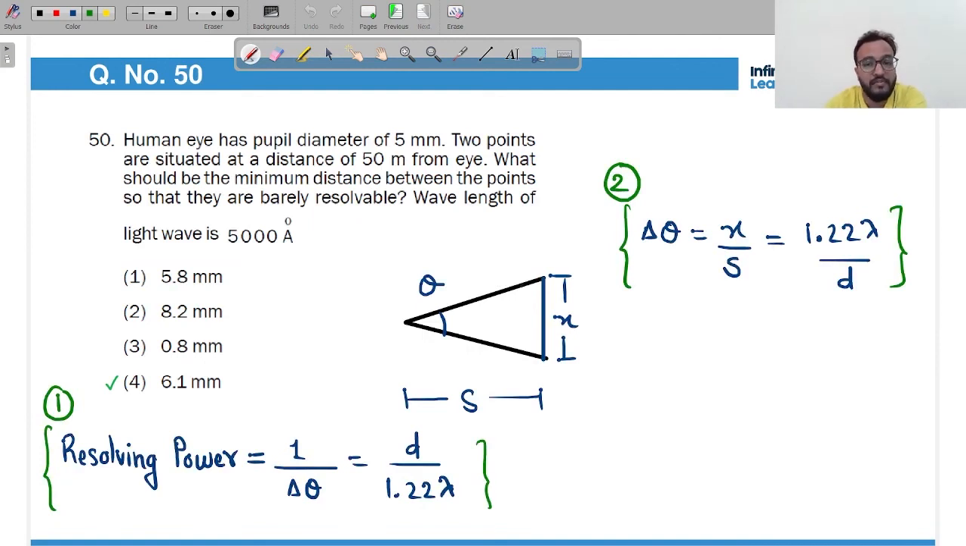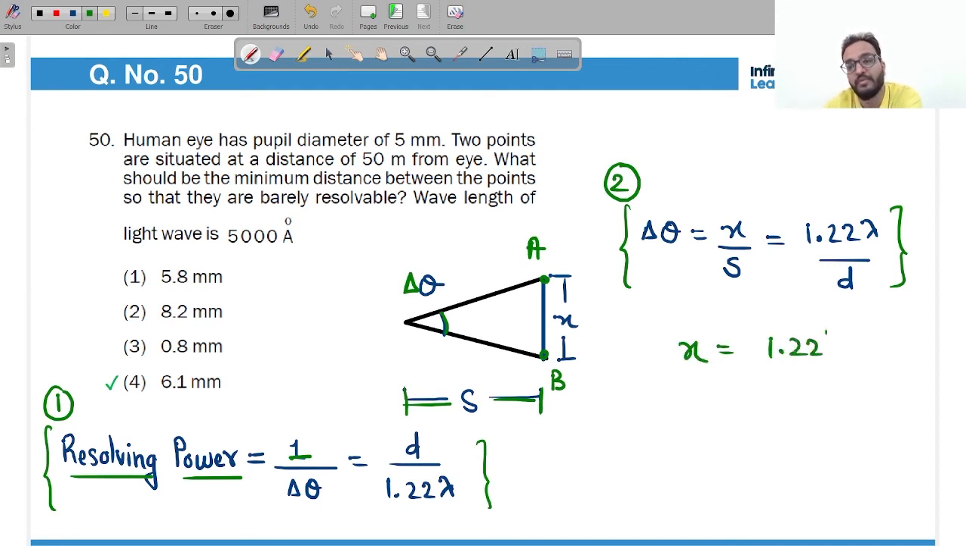Okay, again they want us to find what should be the minimum distance between these two objects A and B so that they are perfectly resolved. What is the formula for resolving power? Resolving power is 1 upon delta theta, that is D upon 1.22 lambda, right? So this delta theta is x upon s. X is the resolving distance, minimum distance between two objects. S is the distance of the objects from the lens. So x upon s is 1.22 lambda by d. So from here what you need to find out? X. So x will be 1.22 lambda into s, everything is given, upon d.